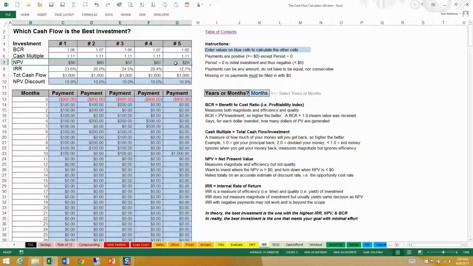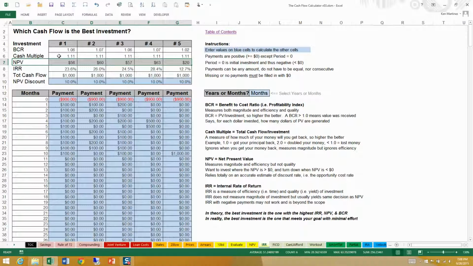Net present value does, but it doesn't give you the quality, it doesn't give you the rate. In this particular case, you can see the net present value with the highest is still number 4. So it looks like number 4 is the best in terms of the best investment. And you can see down here, that's because you're getting all of your money the quickest compared to the other 4.